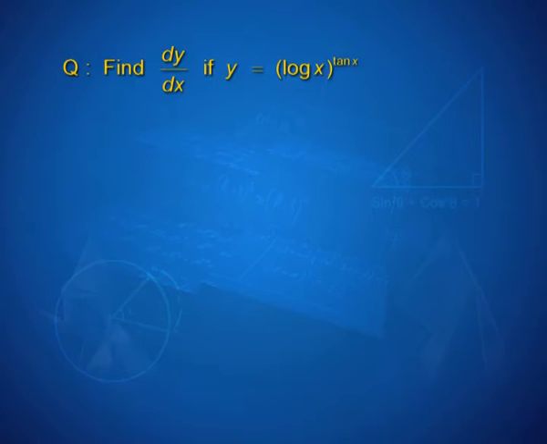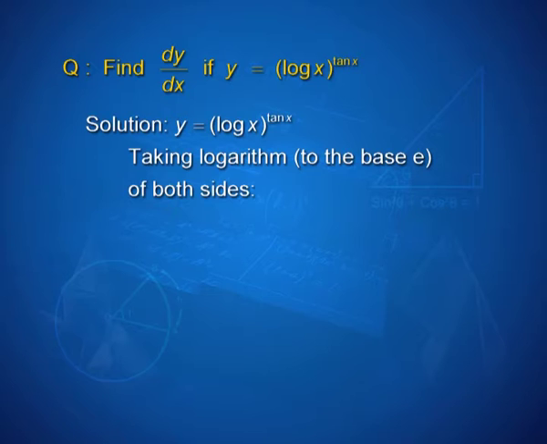Let us demonstrate the method, the process which is known as logarithmic differentiation, through a simple problem. Starting with: find dy by dx if y is equal to log of x raised to the power tan x. So, we begin of course with our function, which is y equals log of x raised to the power tan x. In order to make it possible for us to differentiate, we take logarithm, and again I am emphasizing to the base e, of both sides.